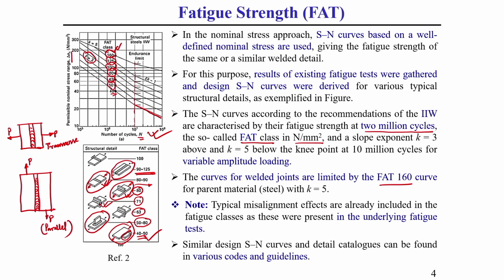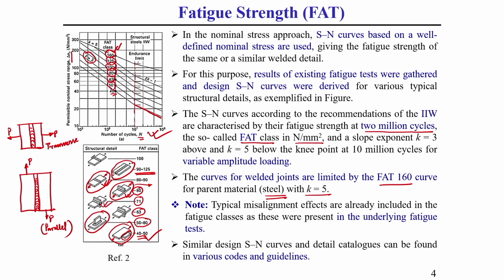For this case, generally the parent material used here is steel. In this case, you can see this fatigue curve starts with a k value equal to 5, this you should keep in mind. In the other case, it generally starts with a k value equal to 3, okay, and after 10 to the power 7 cycles it becomes 5, this you should keep in mind.